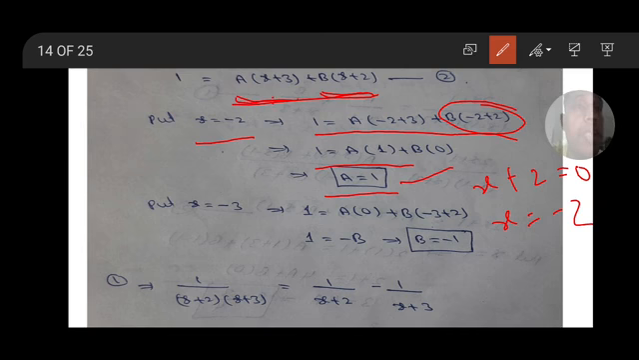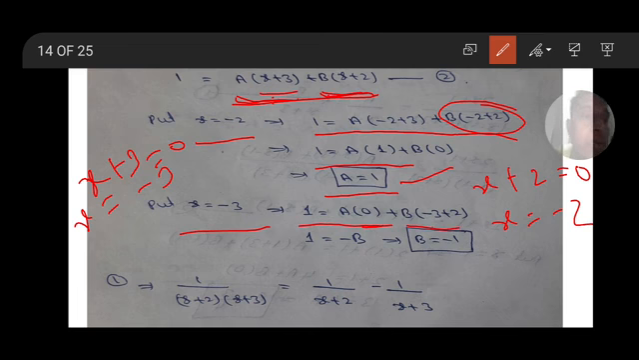Next, to get b value, a term must be 0. That is x plus 3 equal to 0. Coefficient must be 0. That is x equal to minus 3. So, substitute x equal to minus 3 in the equation 2. 1 equal to a into (minus 3 plus 3), that is 0. So a into 0, and b into (minus 3 plus 2). A into 0 means this term total 0. So 1 equal to minus 3 plus 2, which means minus b. Therefore b equal to minus 1.